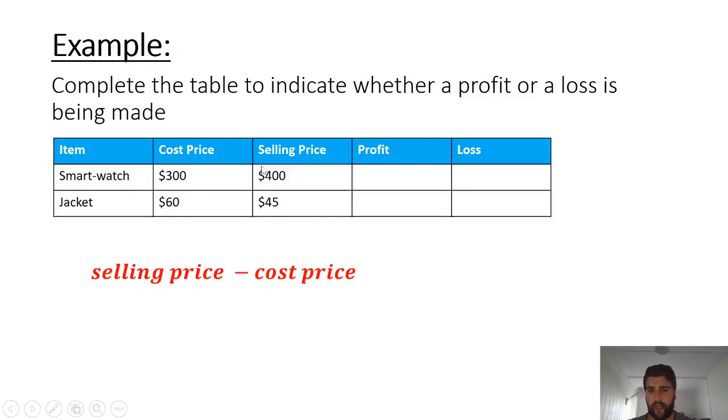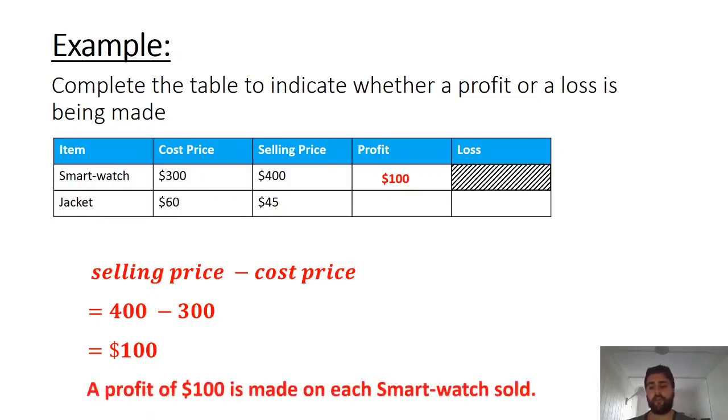I can see from my table here, my selling price is $400 and my cost price is $300. So if I put those numbers into my equation to find the difference, it tells me that it's $100. And because that's a positive number, it means we're making a profit, which is awesome. So we can fill in our table with $100 in the profit, and we don't need to worry about loss. We might say that a profit of $100 is made on each smartwatch sold.